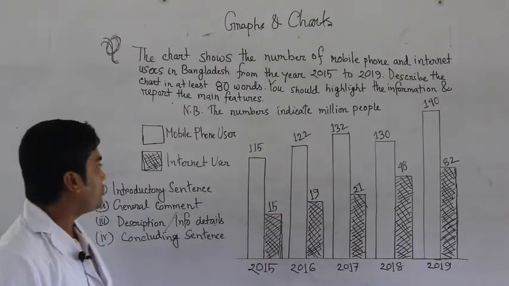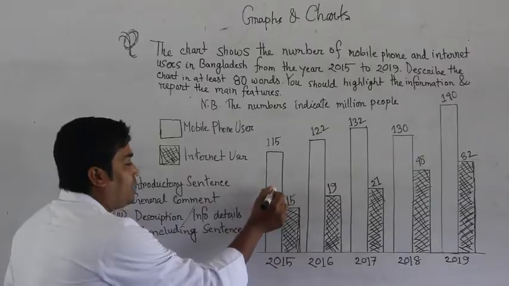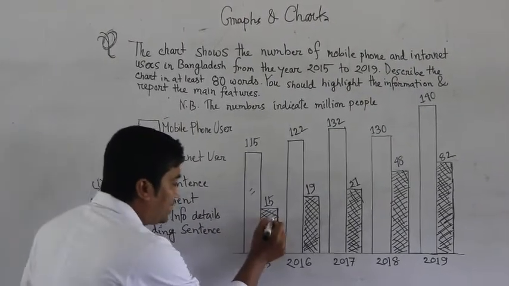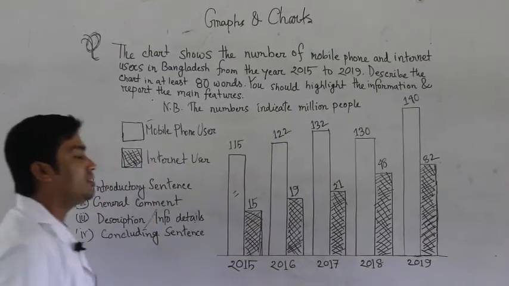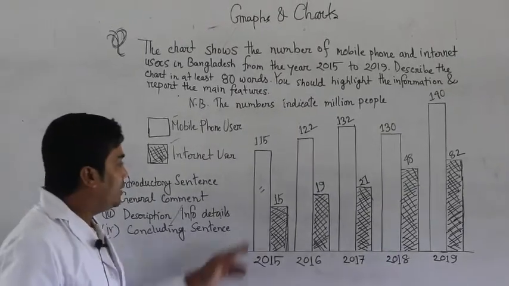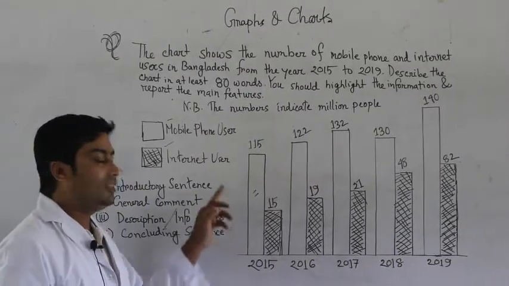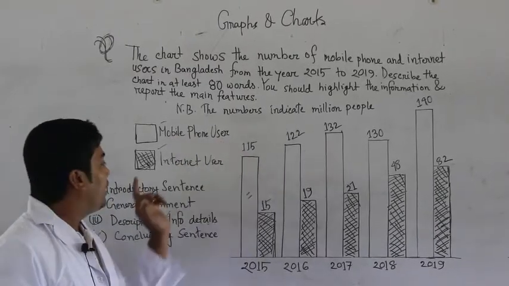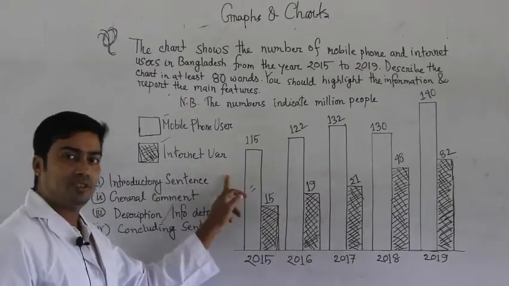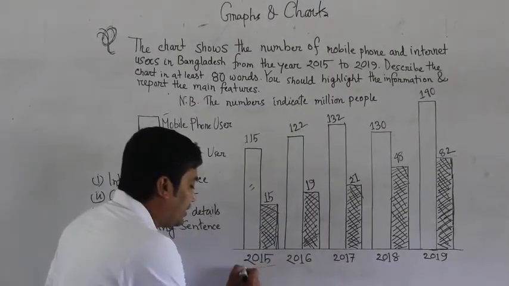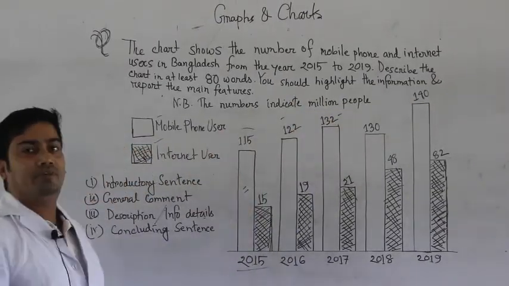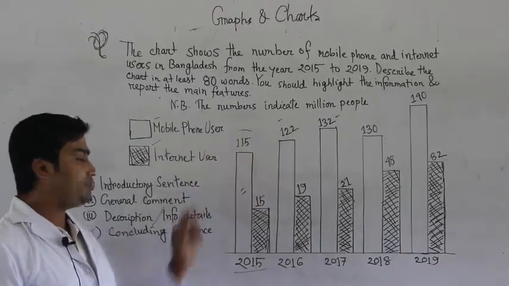So let's see. These white columns represent mobile phone users, and these patterned or marked columns represent internet users. So it's easy to understand. These high columns with white color represent mobile phone users, and these lined or marked columns indicate internet users. And this is the year, and these are numbers in million.